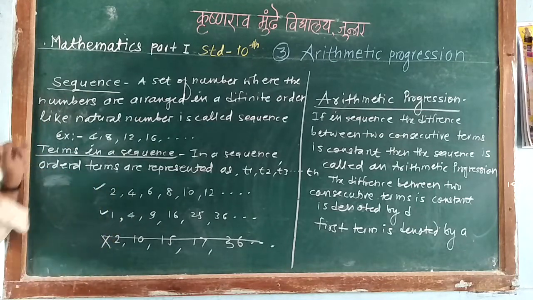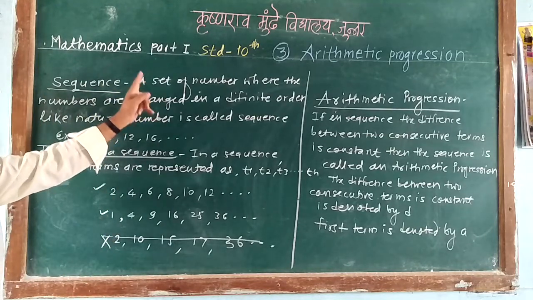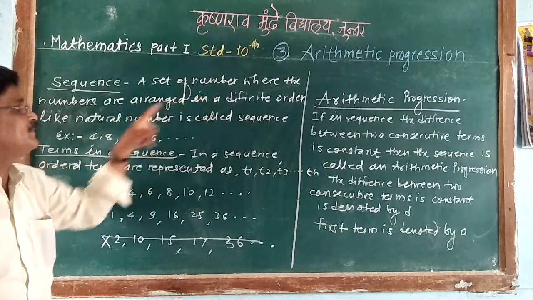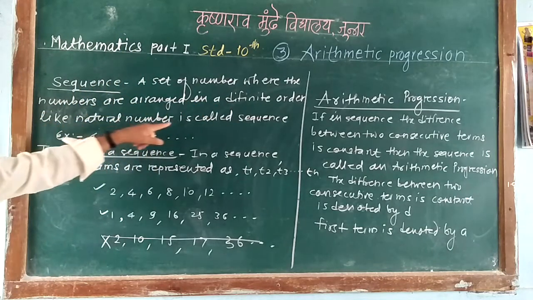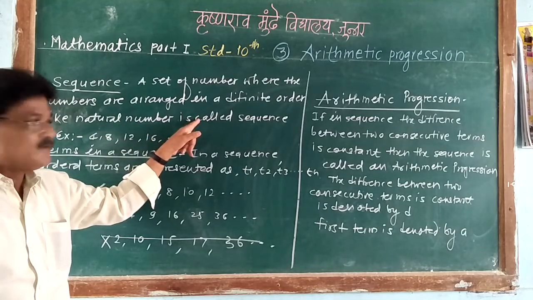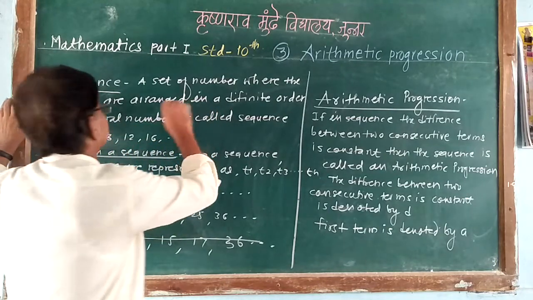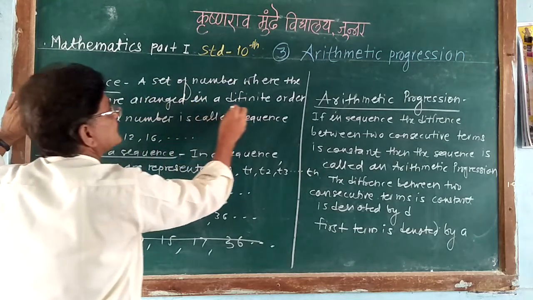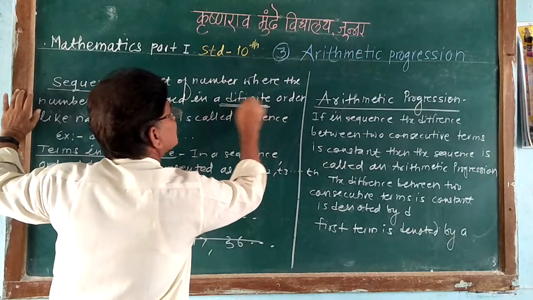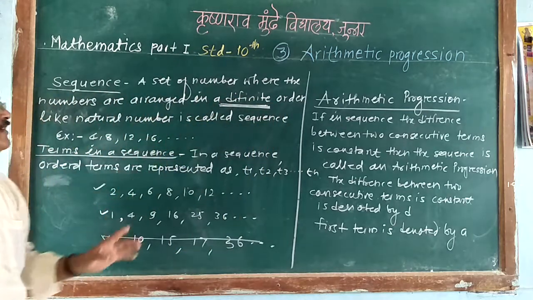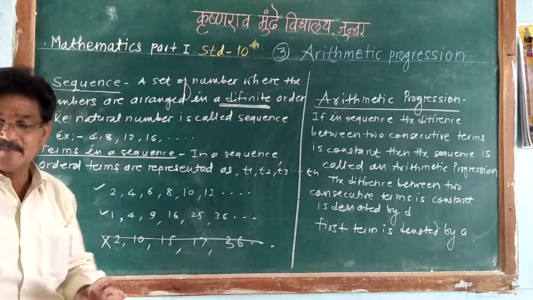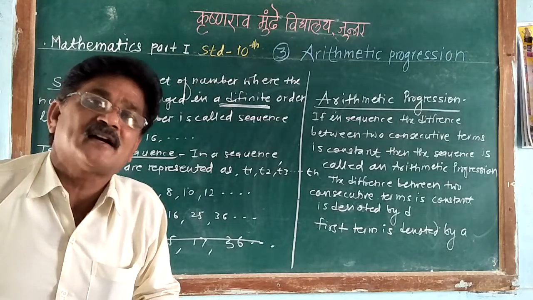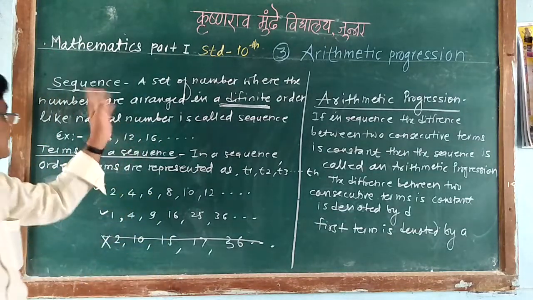What is meant by a sequence? A set of numbers. Here the numbers are arranged in a definite order, like the natural numbers. Which order? A definite order, like the natural numbers. नैसर्गिक संख्यांमध्ये विशिष्ट अशा प्रकारचा क्रम पाहिजे, त्याला सिक्वेन्स असं म्हणतो.